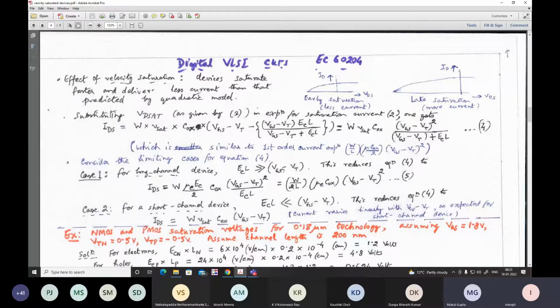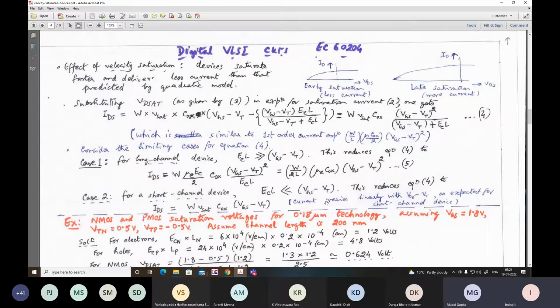On the other end, this can be very small. VGS say 1.8, this say 0.3. So VGS minus VT is quite smaller compared to the product of the channel length and the critical field. In that case, in the algebraic expression, this term will be negligible, and then ECL will come out and it becomes W by L, and VSAT equal to mu EC by 2. So EC and EC get cancelled. What remains is mu COX by 2 into W by L into (VGS minus VT) whole square. So the quadratic relationship between the current and voltage will remain as it was predicted for long channel device.